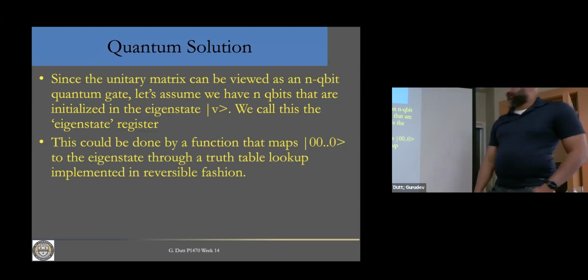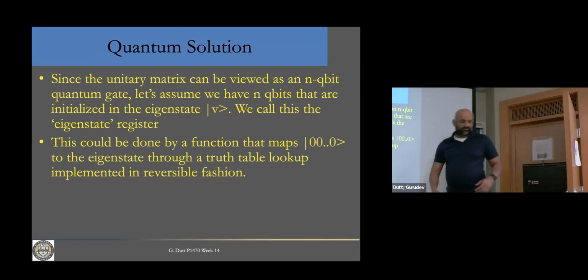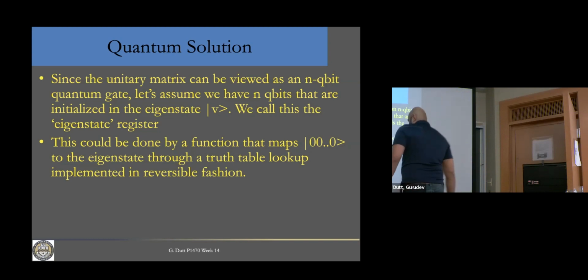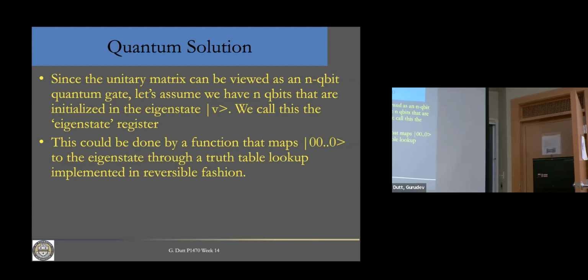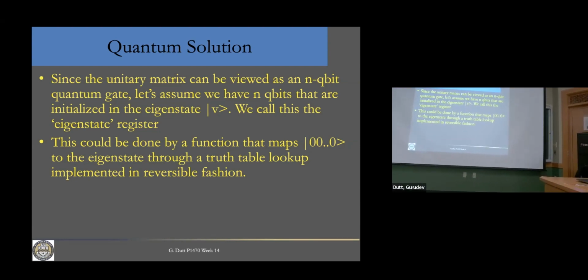For example, if I know exactly what U does to each bit state, 0, 0, 0 up to 1, 1, 1, I have a number that it maps that to, right? And therefore I can just use that truth table lookup and implement that in a reversible fashion.